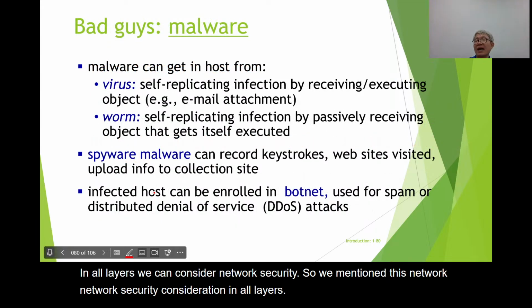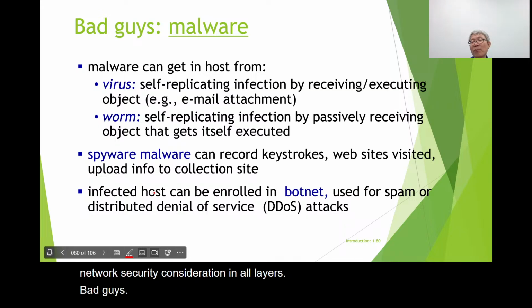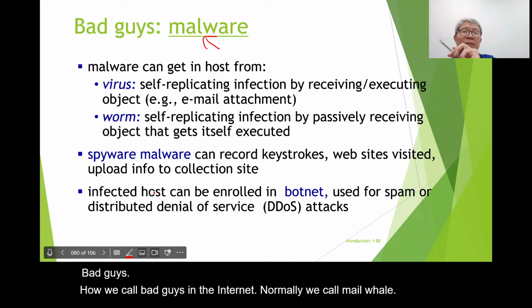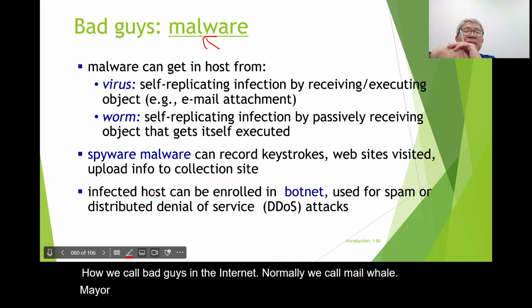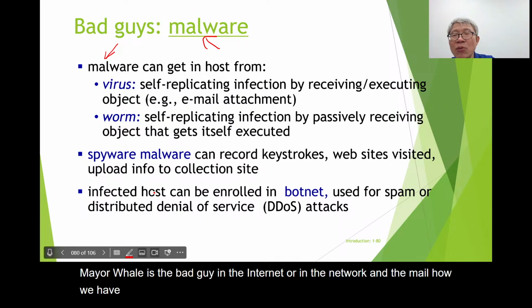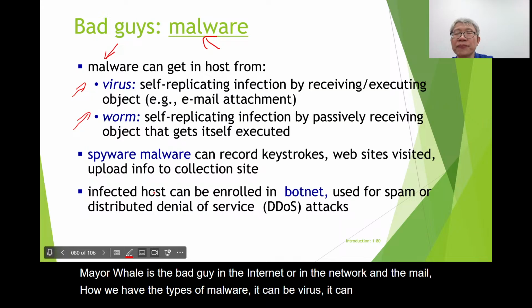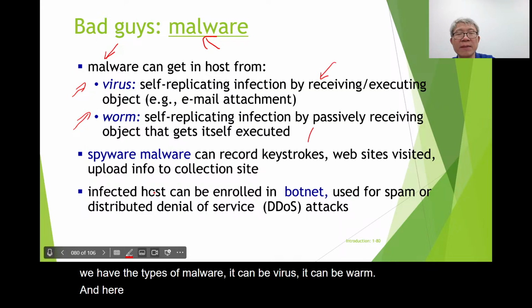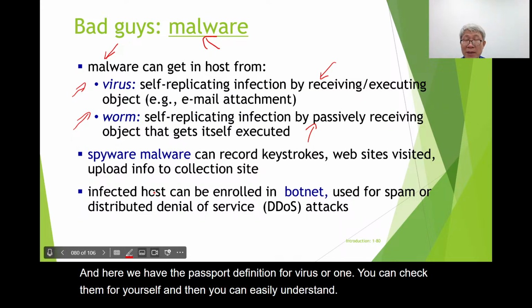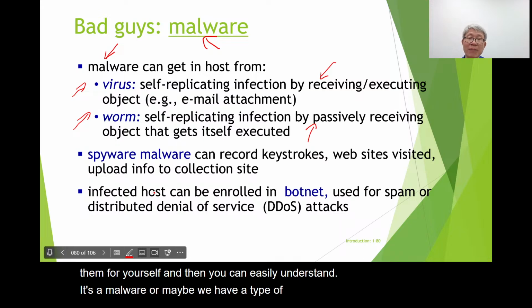Well, bad guys, how do we call bad guys in the internet? Normally we call them malware. Malware is the bad guy in the internet or in the network. And the types of malware can be virus or worm. Here we have the possible definitions for virus or worm. You can check them for yourself, and then you can easily understand it's a malware, a type of virus or a type of worm.